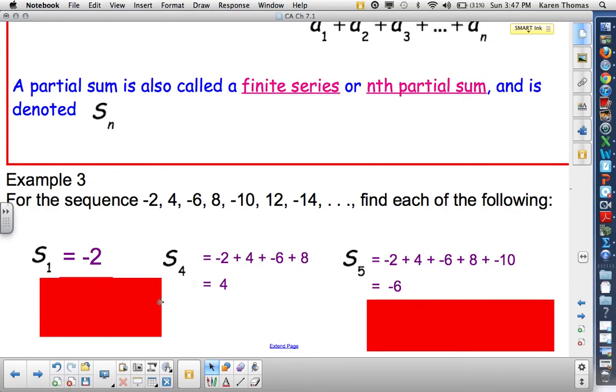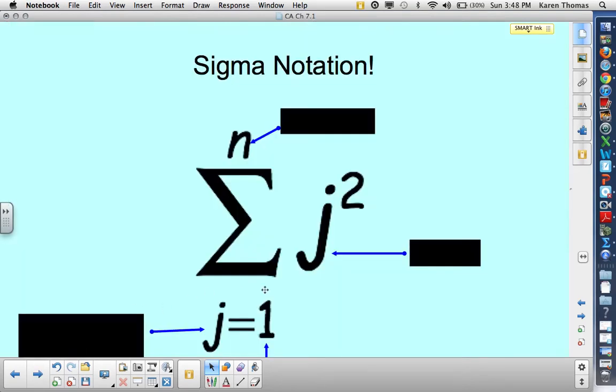But we don't always just use S sub 4, S sub 5 for partial sums. We also use sigma notation. This is one of those things that looks kind of scary, but it's not. The sigma is this big E-looking letter. That is the Greek letter sigma, and it is the capital sigma. It has certain parts that will always be the same anytime you use the sigma. The sigma is for summation. Summation means to add the terms together.